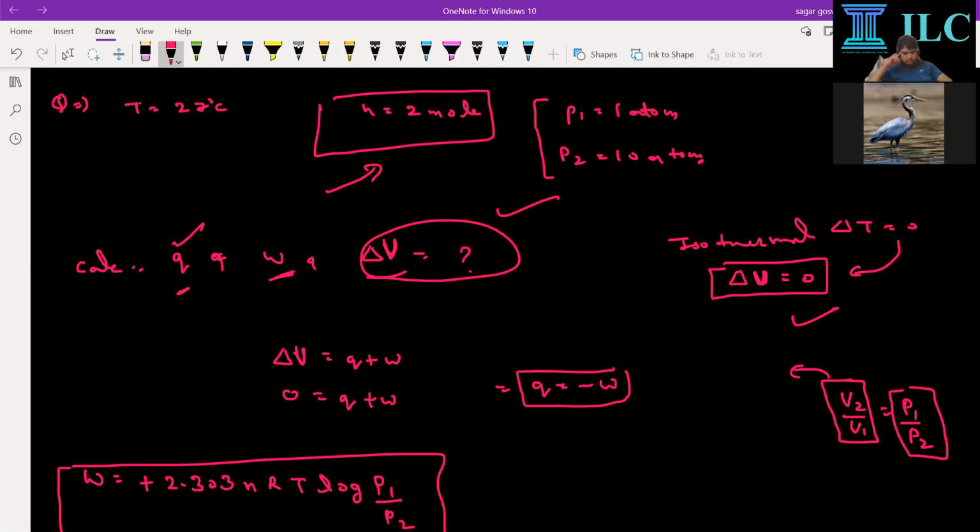2.303 times 2 times 8.314, you said, right? So W equals 11,488 log P1 by P2. Log base 10 is equal to one, so you will automatically get log P1 by P2. P1 by P2, obviously, so it will become 1 by 10.